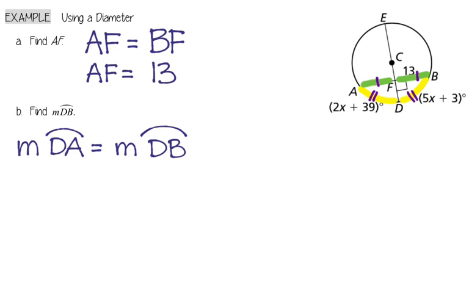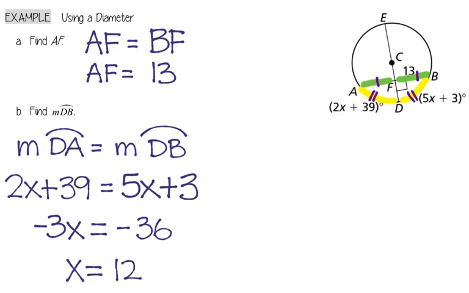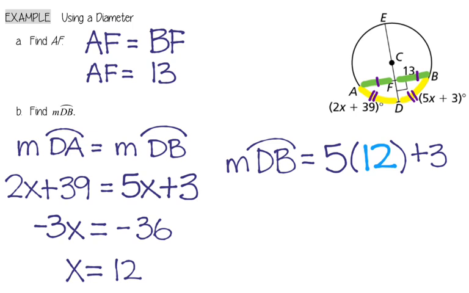And we've got congruent arcs. Since our chords were congruent, we know our arcs are congruent. And therefore, since they're congruent, I can set those two expressions equal to each other. We can solve for x, and then take this x, and we want to know the measure of arc DB. So we're going to plug it right in here to 5x plus 3.